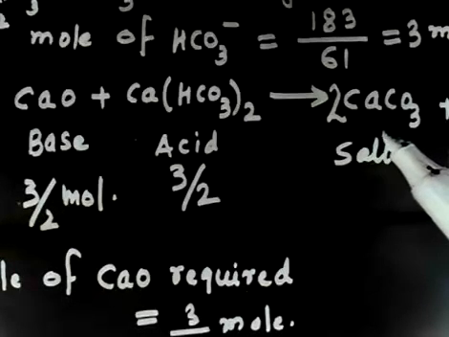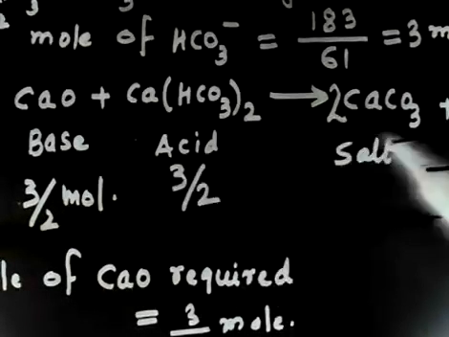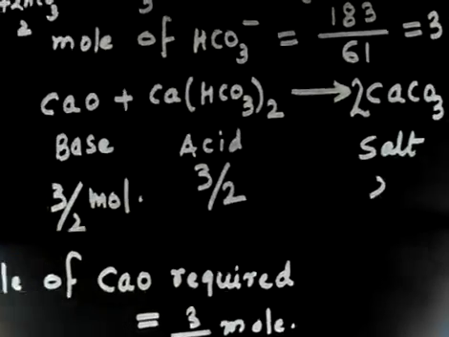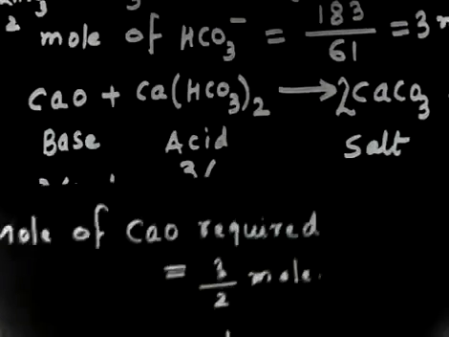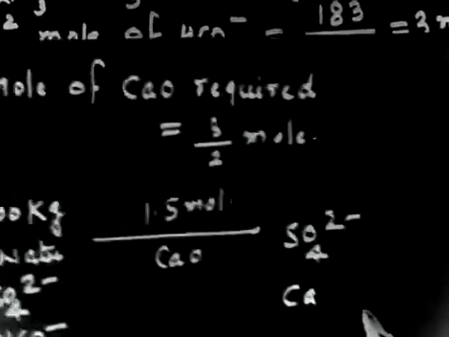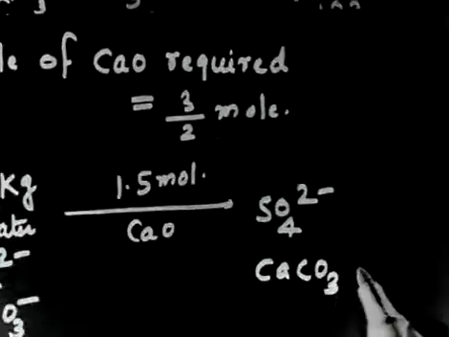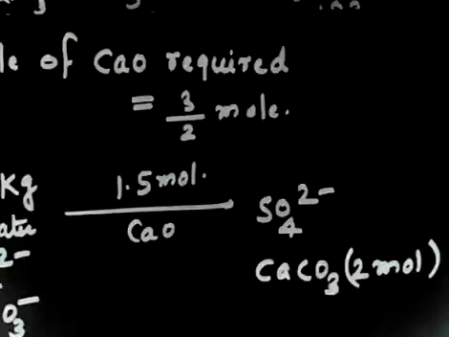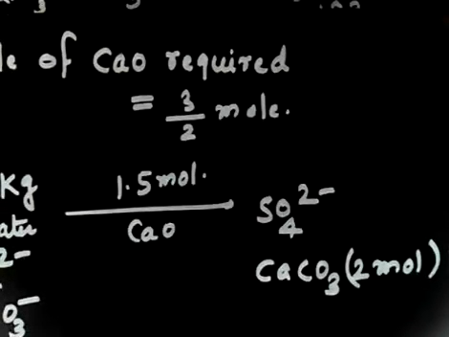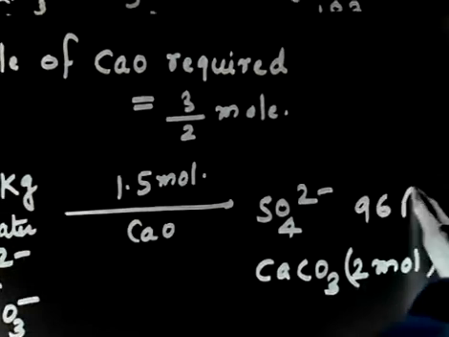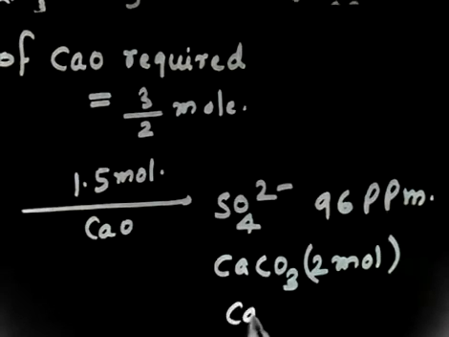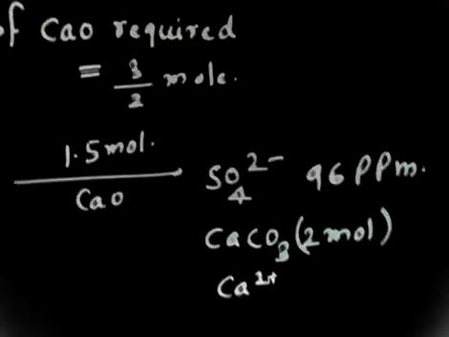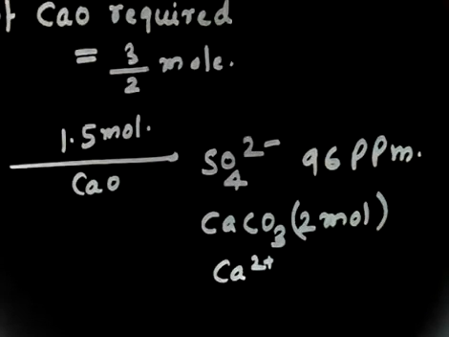How many mole of CaCO3 is formed? 3 by 2 into 2. So 2 mole of CaCO3 is formed. Because you see here, 1 mole reactant gives 2 mole, so 2 mole of CaCO3 is formed. So after this reaction you have CaCO3, that is 2 mole that is formed, and SO4 2 minus will remain the same. Initially it was 96 ppm, so it will again remain as 96 ppm. If I know ppm, we can always convert into weight. And now Ca2 plus was initially there, so Ca2 plus will be there. Are you getting? Because originally cation Ca2 plus has not been removed.